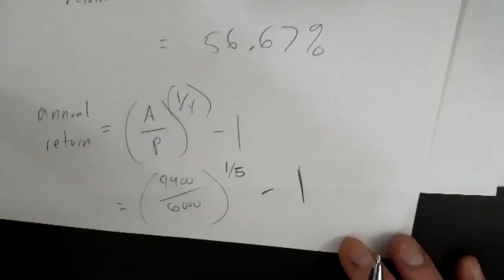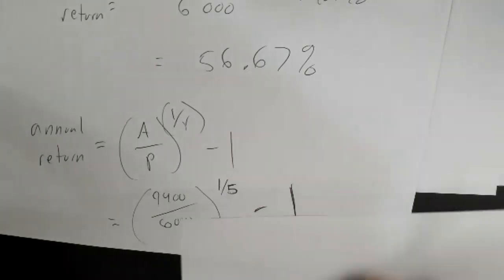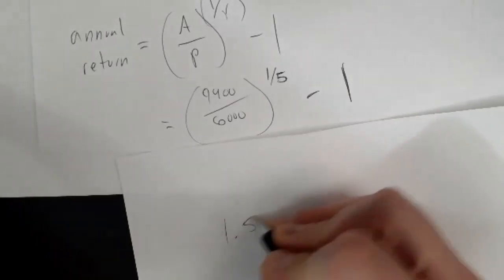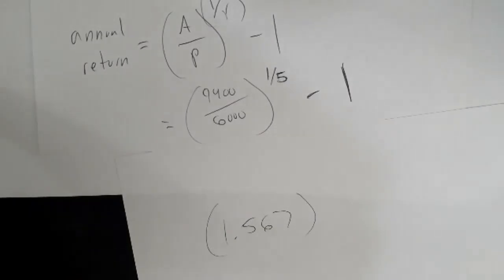So why is it 1/5? Oh, 1 over Y, and we know the number of years is 5. Yeah. So it's a compound then, right? This is a fraction in an exponent, is what's happening up there. So if you look at this 94 over 6,000, that's giving me something like 1.5666 repeating.